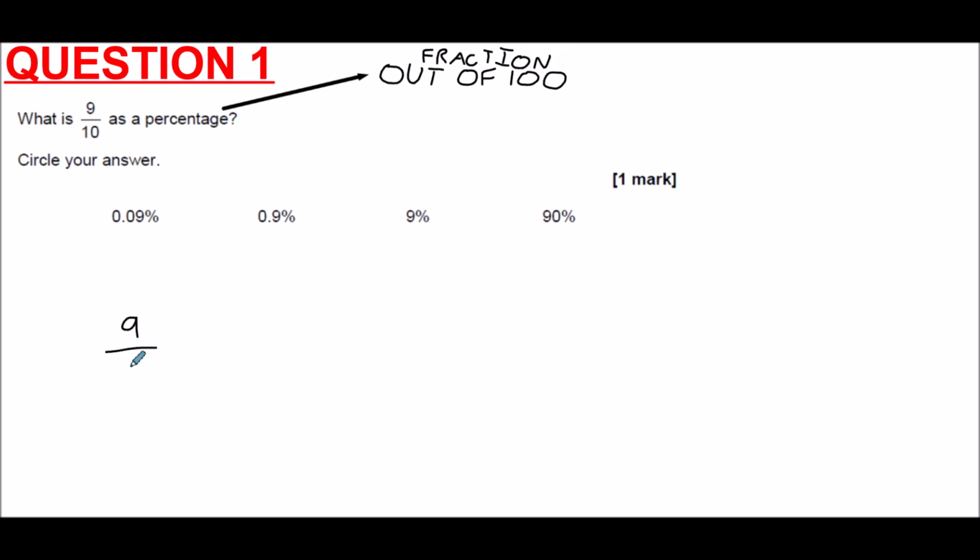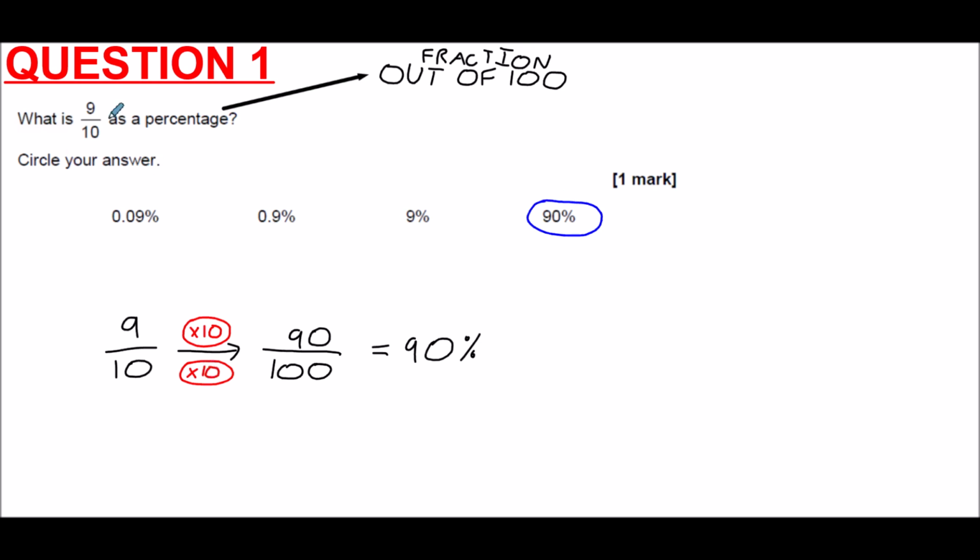So at the minute we've got 9 out of 10. For a percentage, we want that bottom number to be 100. So what could we do to 10 to get it to be 100? What could we multiply 10 by to get it to 100? Well, we could multiply 10 by 10. 10 times 10 is 100. But if we multiply the bottom number by 10, we need to do the same to the top number. 9 times 10 is 90. So 9/10 is the same as 90 out of 100, which by the definition of percentage means 90%. And so the answer we need to circle is 90%.